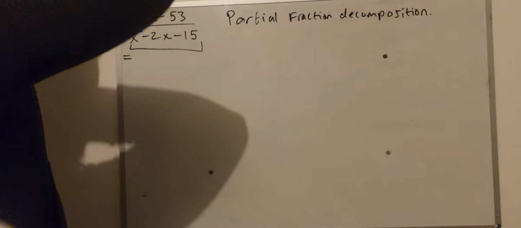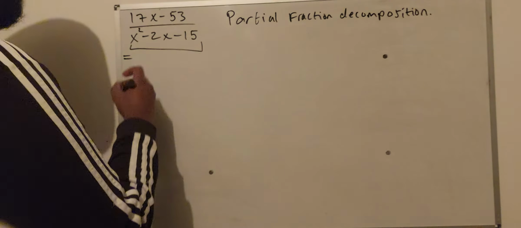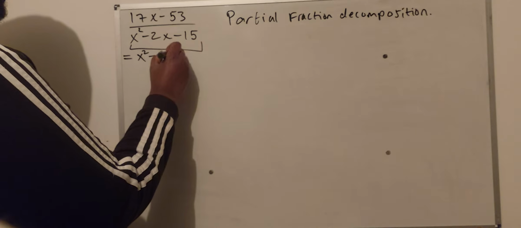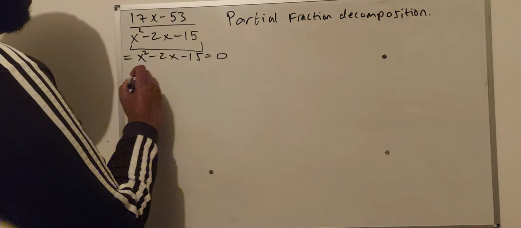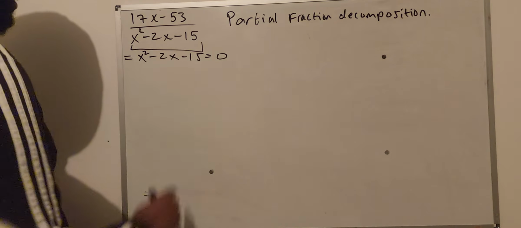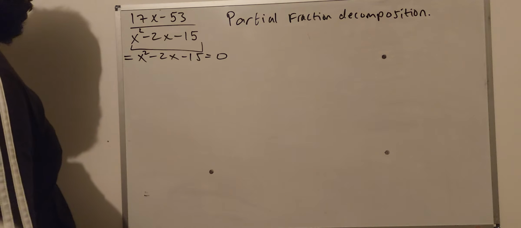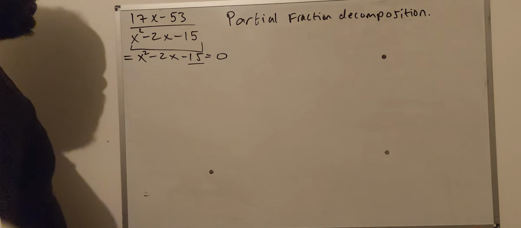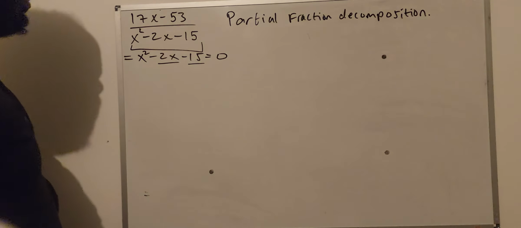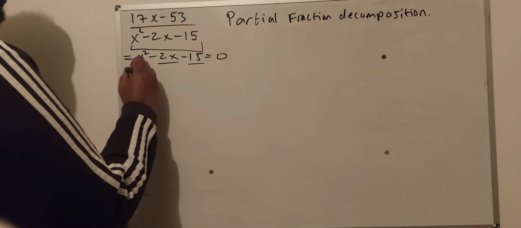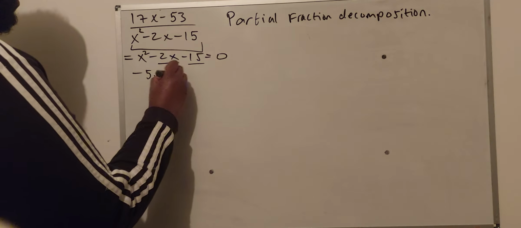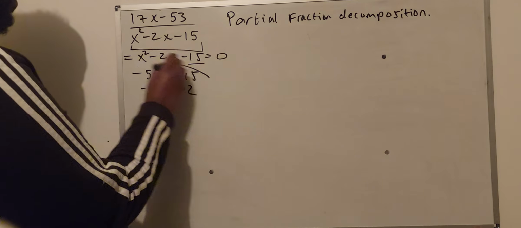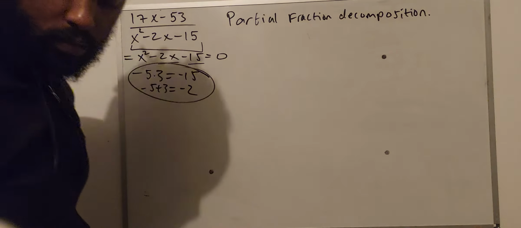So let's go with x squared minus 2x minus 15 equals 0. Now, how do you solve this? First of all, what you want to do is find two numbers that multiply to get this value and two numbers that add to get the middle value. So now, here's what you do. Minus 5 times 3 equals minus 15. Minus 5 plus 3 equals minus 2. That means these are your values.